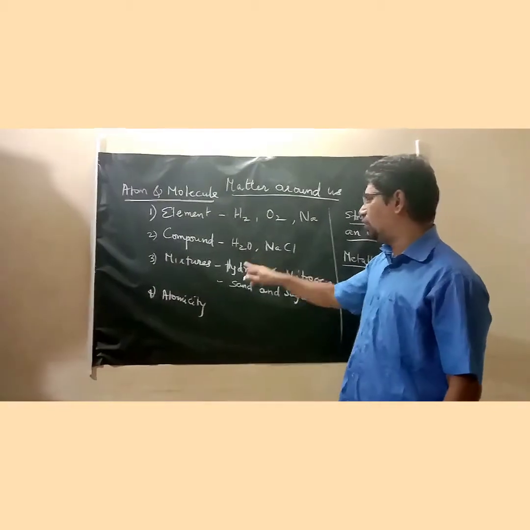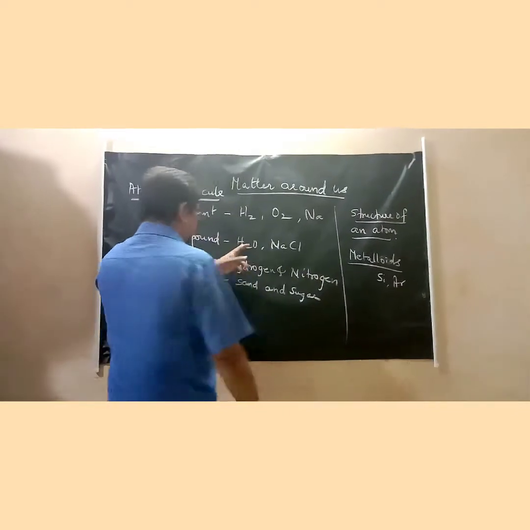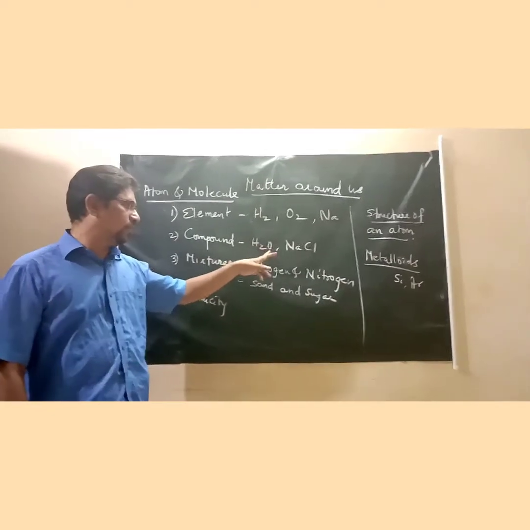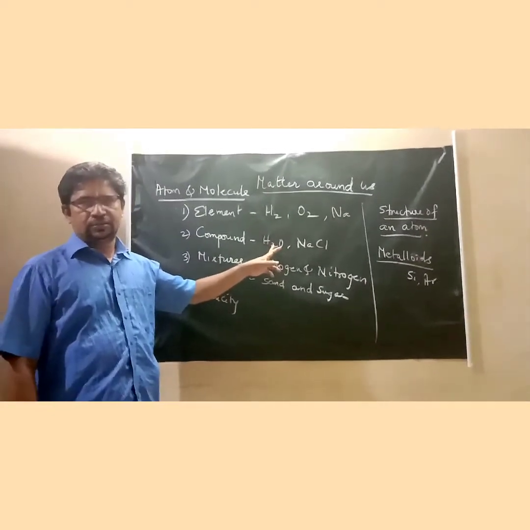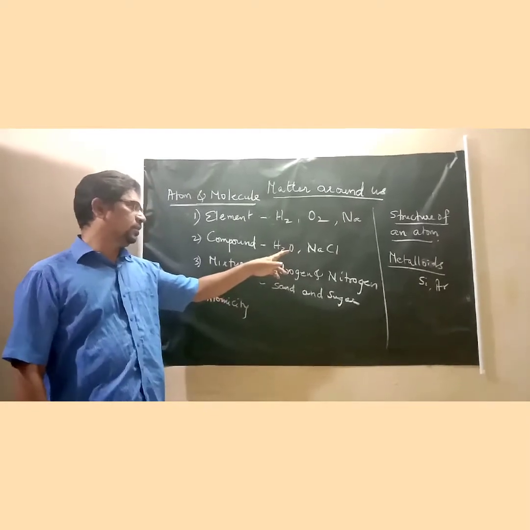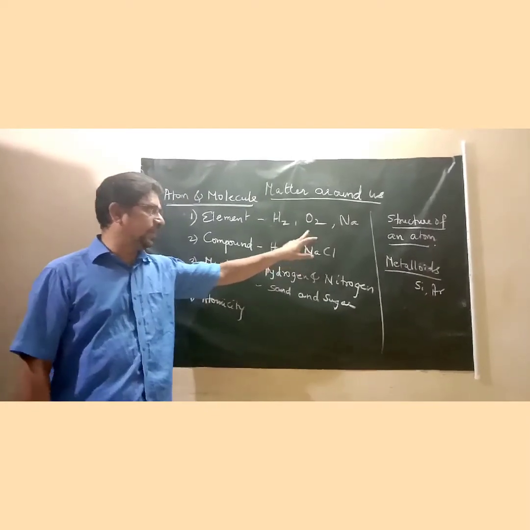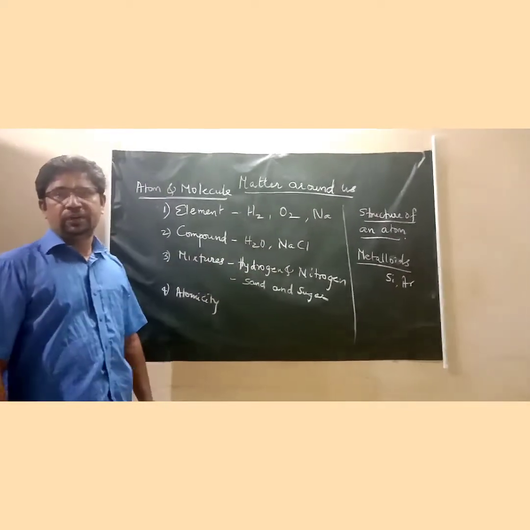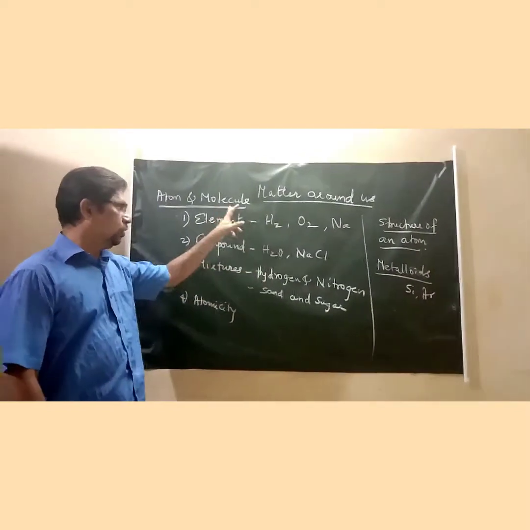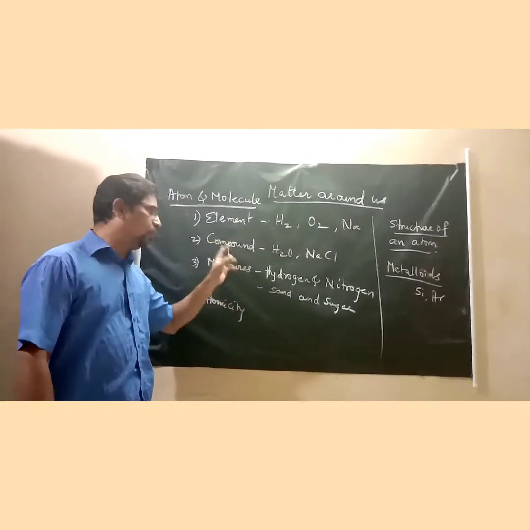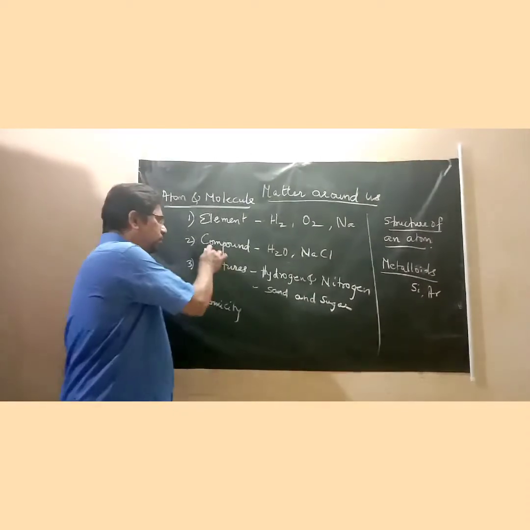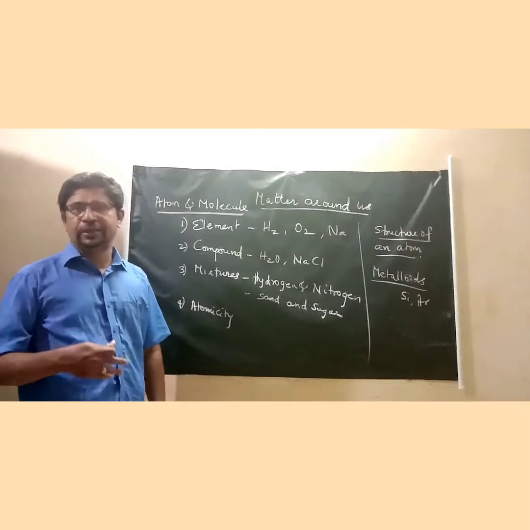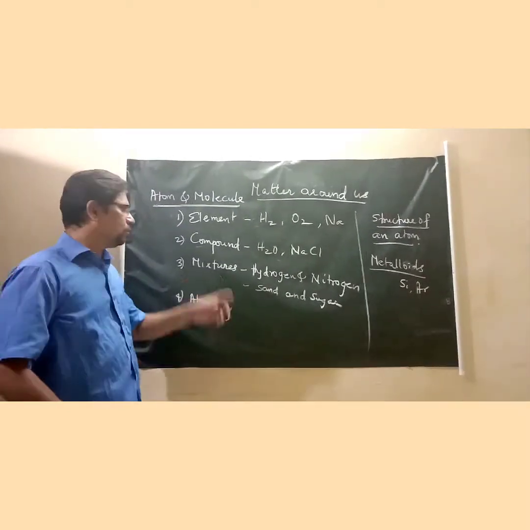For example, water. The symbol for water is H2O. That means two atoms of hydrogen mixed with one atom of oxygen is water. So water is a chemical formula. Two atoms of hydrogen mixed with one atom of oxygen, we get water. So water is a molecule and water is a compound also. What is meant by compound? A new substance is formed when we combine two types of atoms, then it is called a compound.